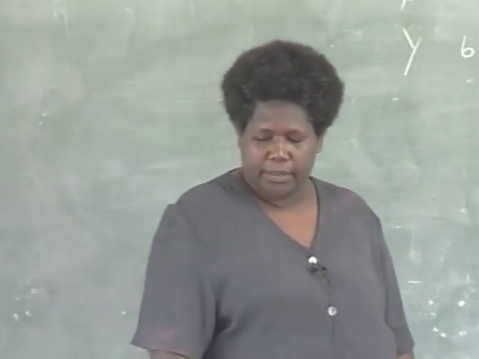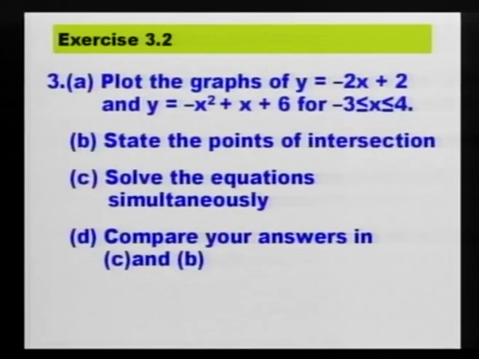All right, then number 3, you are to plot the graphs of y equals minus 2x plus 2 and y equals negative x squared plus x plus 6 from minus 3 to positive 4. Okay, I want the table of values for y equals minus 2x plus 2. Daniel?